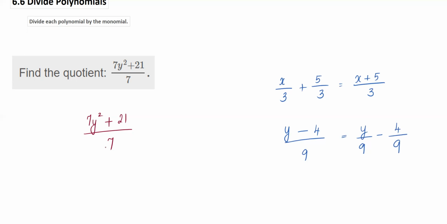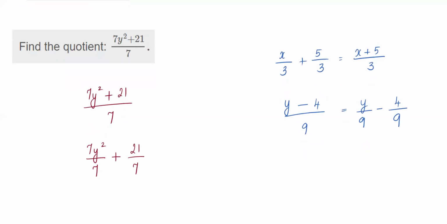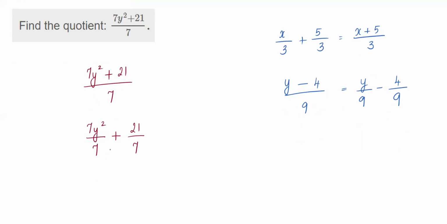So 7y squared plus 21 all over 7 would be 7y squared over 7 plus 21 over 7. We are taking the fraction and splitting it into two separate fractions, each carrying the same denominator, 7. Now it's easy for us to simplify because you can see here that the 7 and the 7 will cancel each other off. 7 times 1 and 7 times 3. So just like that, your problem simplifies to y squared plus 3. That's your answer. So we divided the given polynomial by a monomial to get this quotient, y squared plus 3.